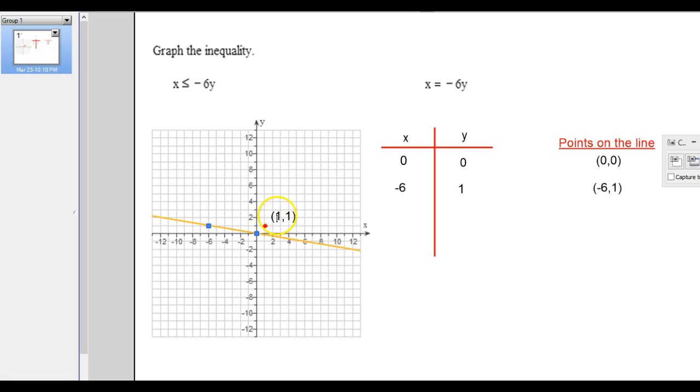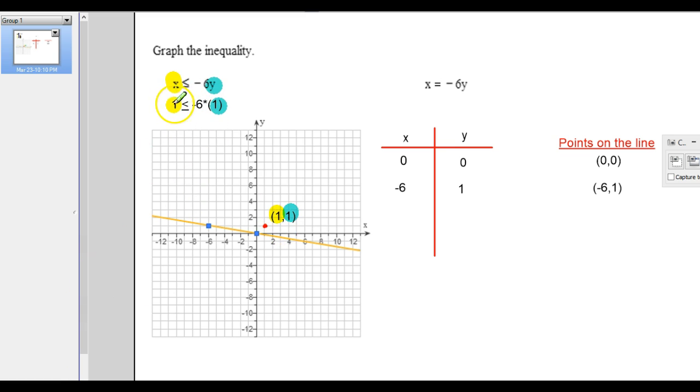Okay, now what I'm going to do is plug in 1 for x in this inequality and 1 for y in this inequality, and see if it's true or not. So this is an x in front of the order symbol. The x coordinate is 1, and I replace that x with 1. Then I have a less than or equal to negative 6 times the y coordinate. The y coordinate here is 1, so I replace the y with 1. So I'm just plugging the point into the inequality.